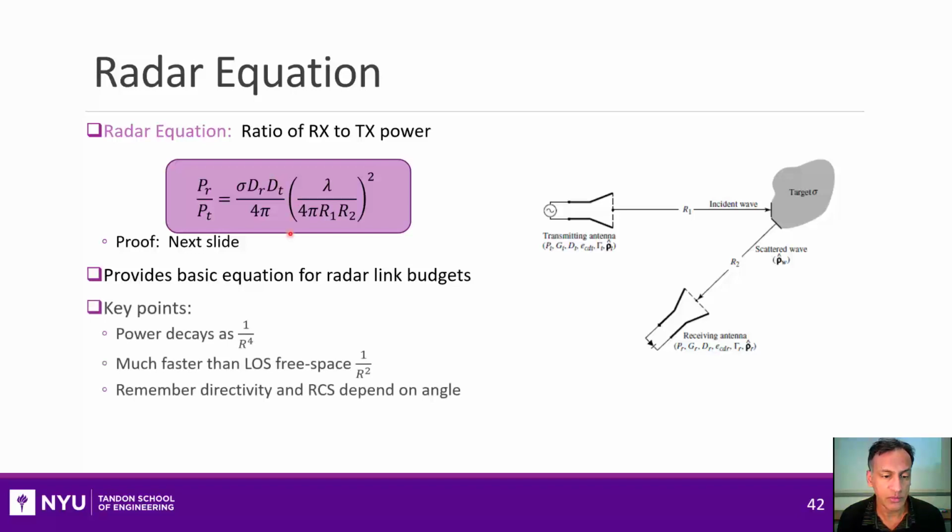The first part about this is that if you look at this term here, it decays proportional to the product of R1 and R2 squared. So if these were the same, this would actually decay as 1 over R to the fourth. So it decays much faster than the decay in free space, which is 1 over R squared. Similar to the free space equation, though, you do get a gain, which is related both to the directivity of the received and transmit antennas, and the total power will also be proportional to this radar cross-section.